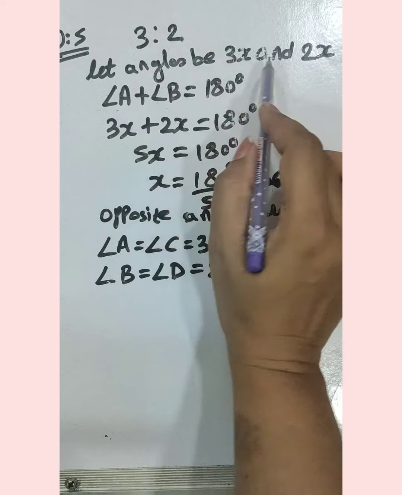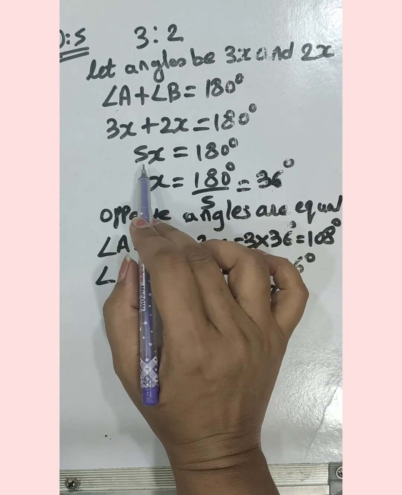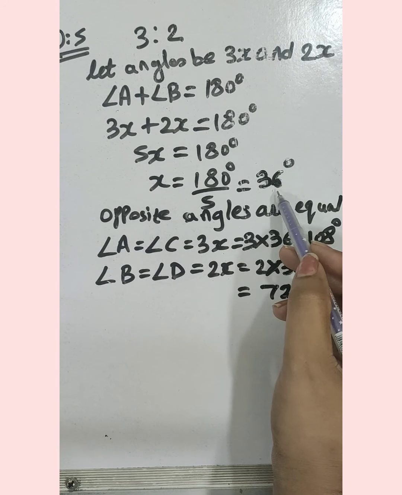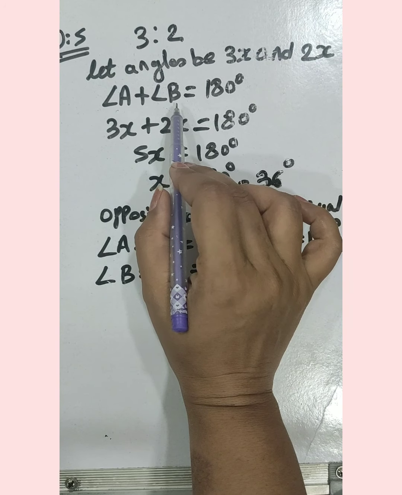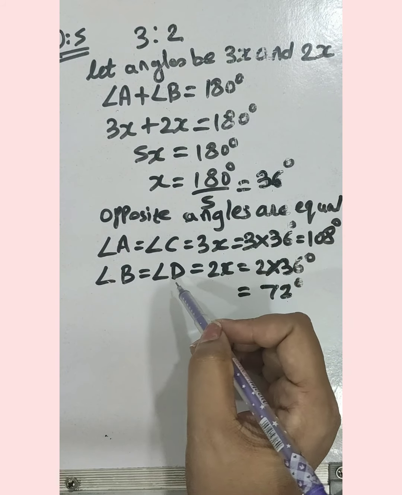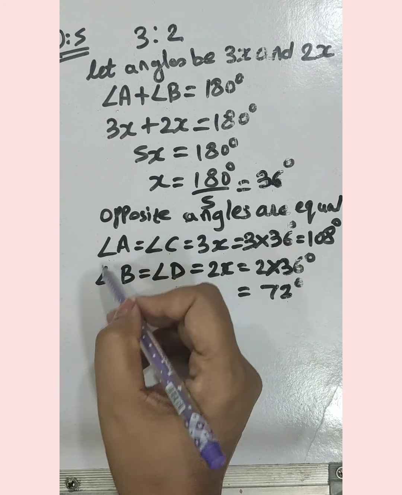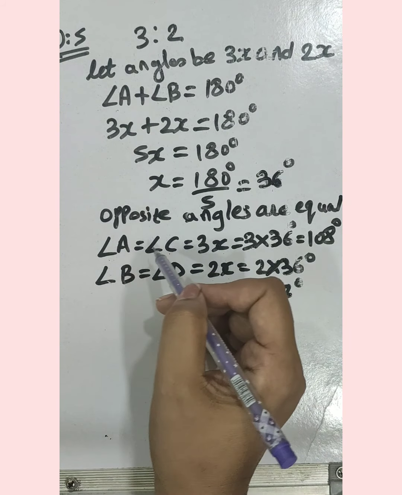So instead of angle A, I can write 3x. Instead of angle B, I can write 2x. So it will give me 5x is equal to 180. So my x is going to be 36 degrees. Now for these adjacent angles A and B, the opposite angles to them will be angle C and D. Angle A and angle C, angle B and angle D, both pairs will be the pairs of opposite angles. So I can take them as equal.